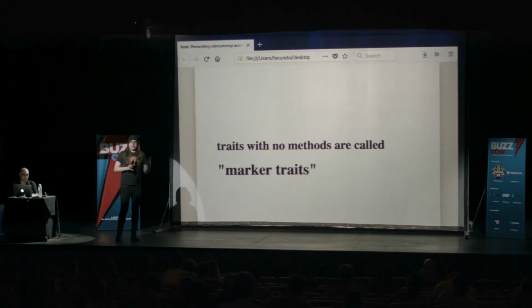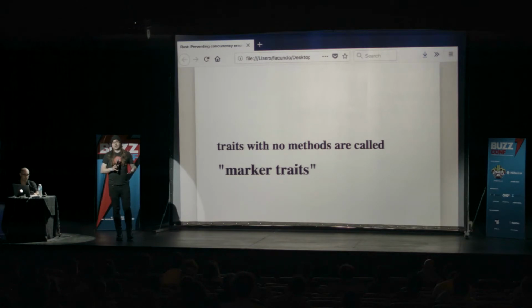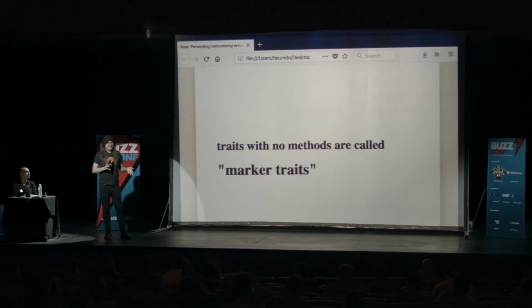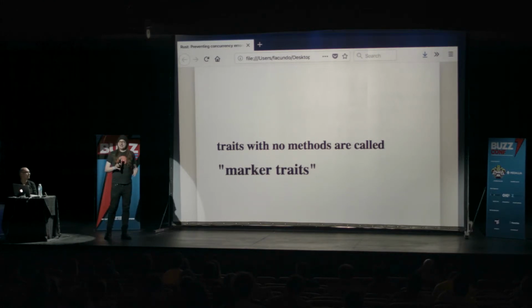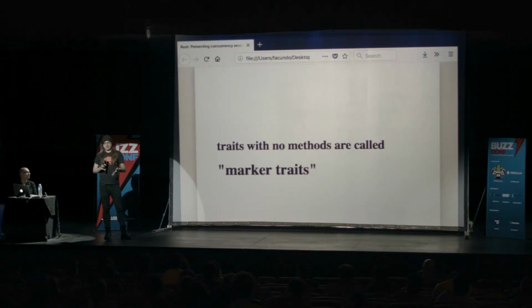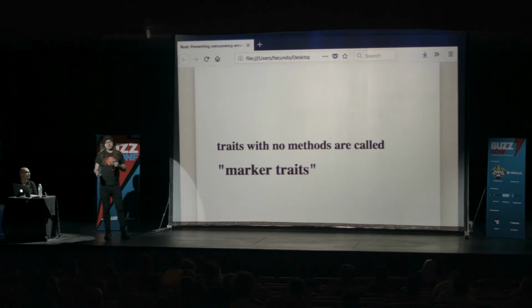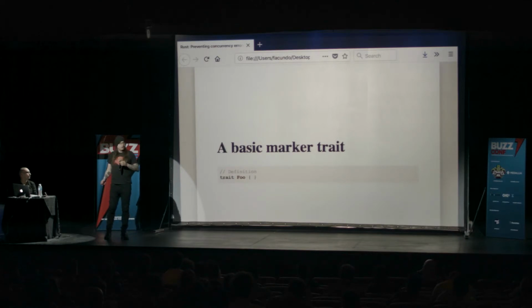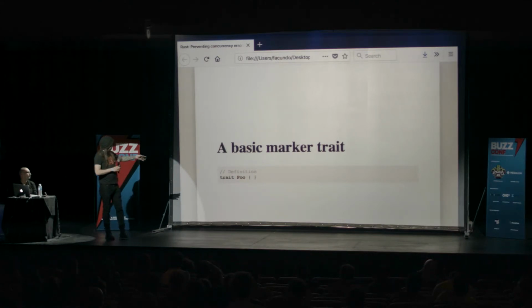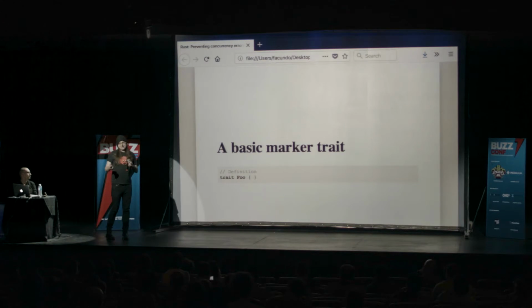There's also this other really interesting thing that we stumbled across when we were working on this trait system, and that is traits with no methods. If the whole point of a trait is to let you call certain methods on something, what good is a trait that has no methods? We call these marker traits, and they look like this. Here's a foo. It's got no methods. So, why?